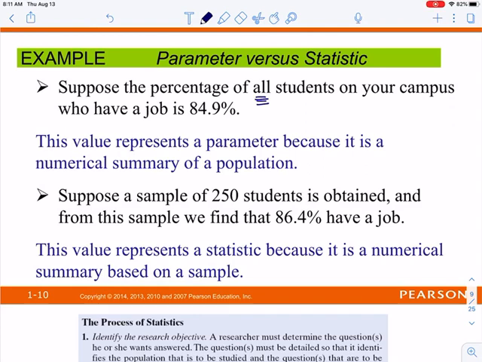But now, suppose a sample of 250 students is obtained, and from that sample, we find that 86.4% have a job. That value represents a statistic because it is a numerical summary based on a sample. So again, the word sample is clearly in there, but you took 250 students out of the entire student body, so it's only a sample of them.